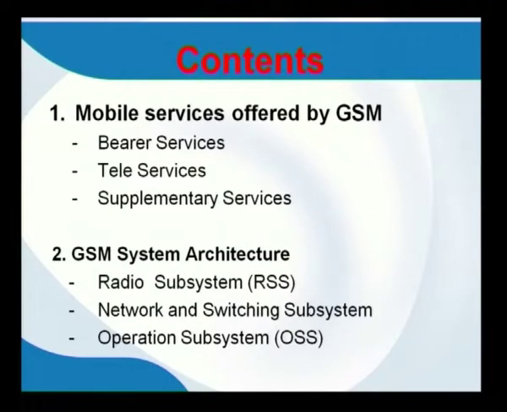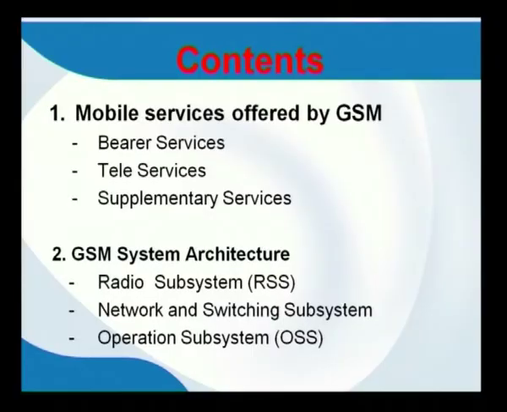In the previous lectures, we have discussed the first two mobile services. Today we are going to discuss more on the third service, that is our supplementary service. Also, we are going to cover the GSM system architecture. The system architecture of the GSM is divided into three parts. They include radio subsystem, that is RSS, network and switching subsystem, that is known as NSS, and the third subsystem of the GSM system architecture is operation subsystem, that is known as OSS. Any basic GSM architecture contains these three subsystem architectures.